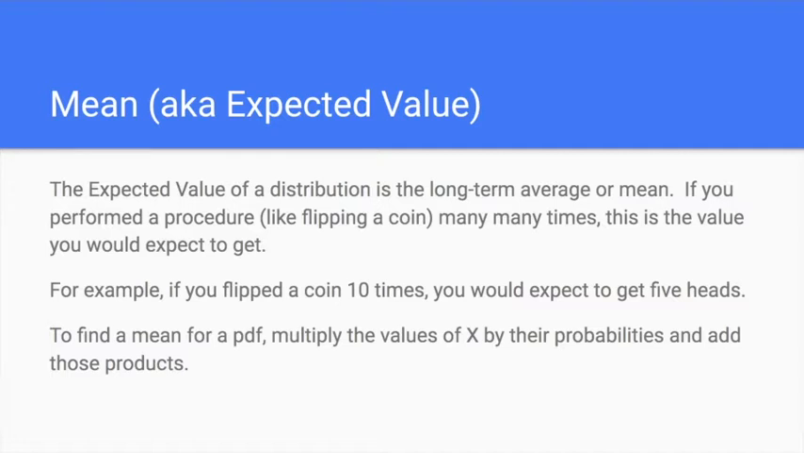But if you do 1,000 flips, you should be pretty close to 500. And if you do 1,000,000 flips, you should be pretty close to 500,000 heads. So the more you do, according to the law of large numbers, the closer your observed probability is to your theoretical probability. So to find a mean, to find this expected value for a discrete PDF, we multiply the values of the random variable by their associated probabilities, and then we add all of those results up.